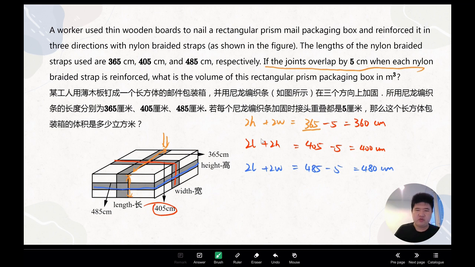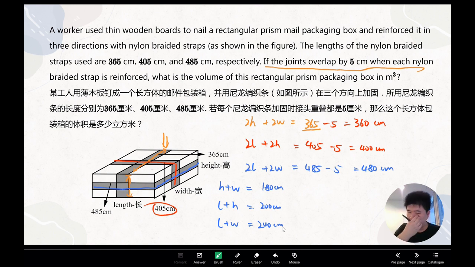This is what we got here. We don't want the 2, so we can just divide both sides by 2. We get height plus width equals 180 centimeters. Length plus height equals 200 centimeters. And length plus width equals 240 centimeters.